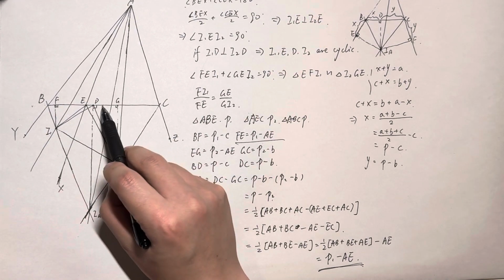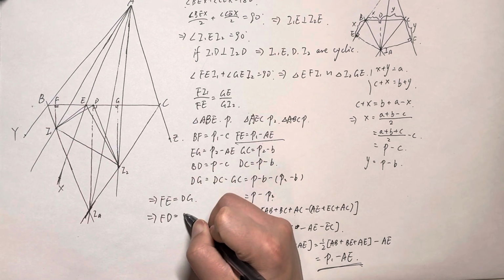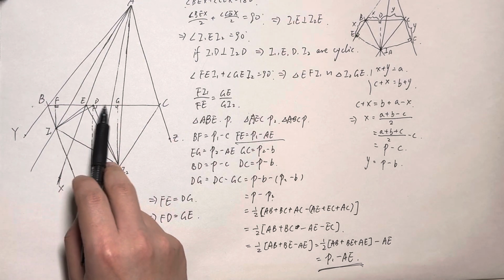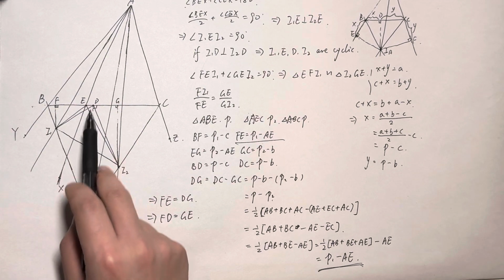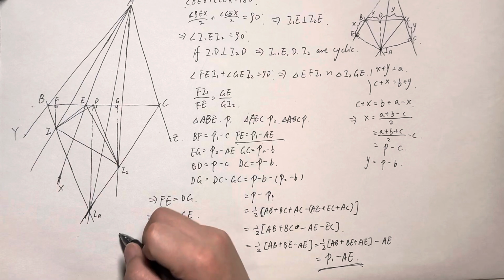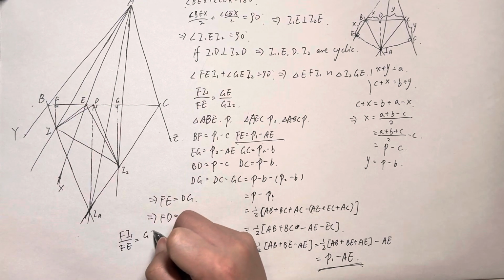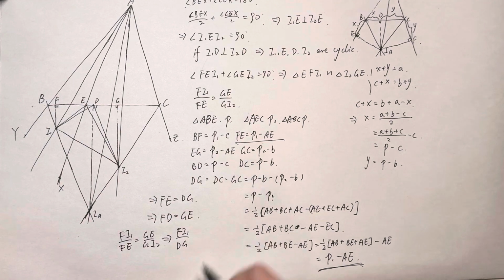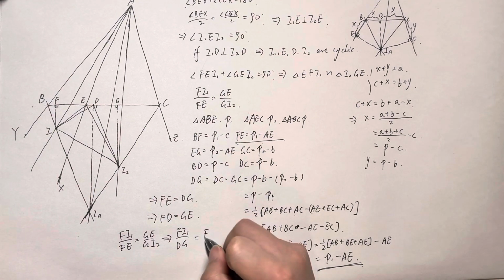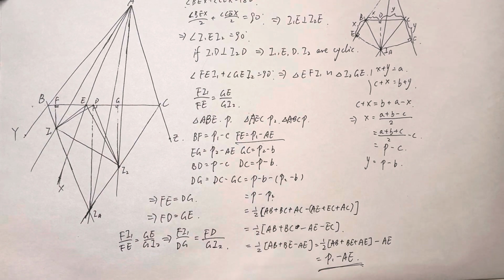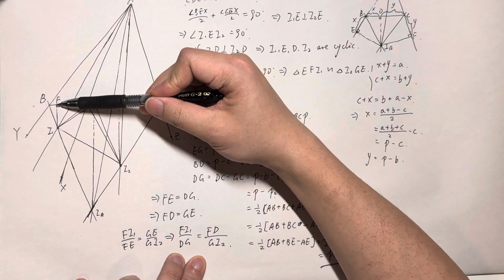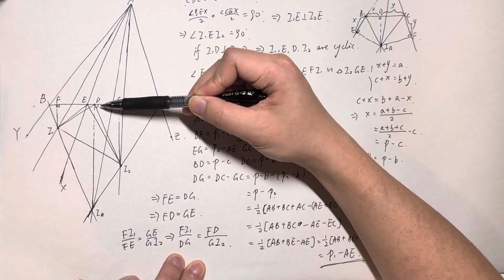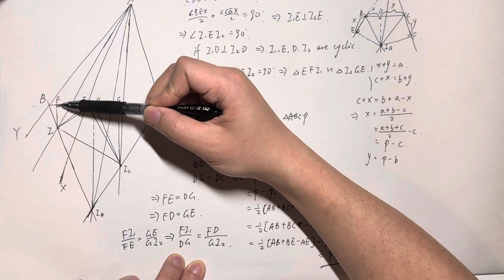FE equals DG, which means FD equals GE, right? They both add ED. Now we can say that FI1 to FE equals GE to GI2, which means, because FE equals DG, I replace it with DG. Because GE equals FD, I replace GE with FD to GI2, right? Let's see here. FI1 to DG equals FD to GI2. And this is 90 degrees, this is 90 degrees.